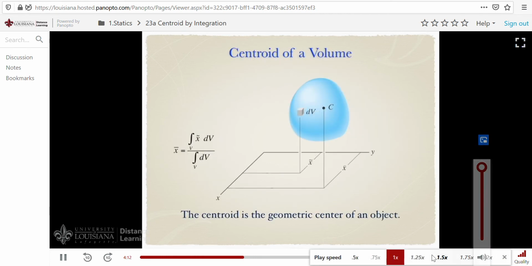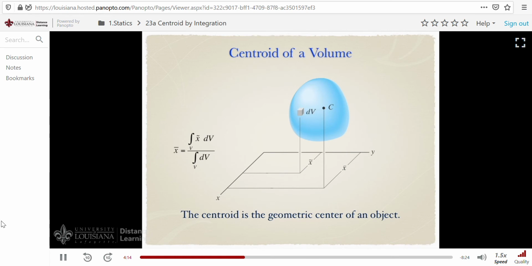And finally, we can locate the centroid, or the geometric center, for a volume, or even the center of an area, or a line, or curve. First, though, let's consider the general idea.